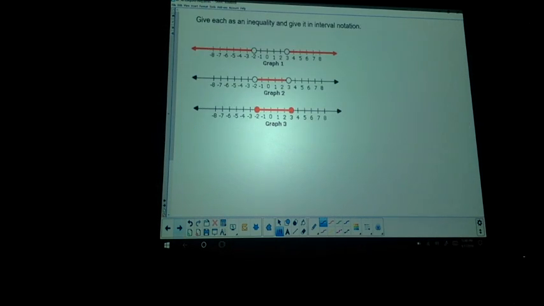Okay? All right. Give each graph as an inequality and give the interval notation. So where is this going to? Negative infinity. Where does it stop? -2. Do I include -2? No. Where does this start back up? 3. Where does it end? Infinity.